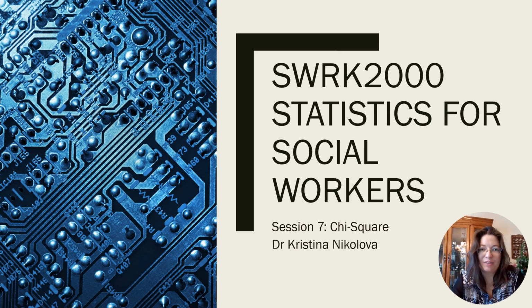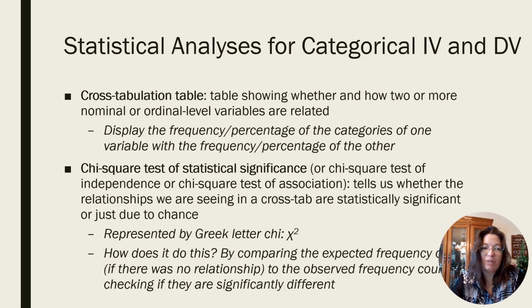All right, today we're going to cover our first type of inferential statistics test, known as chi-square. This is what we use when we have a categorical independent variable and a categorical dependent variable. The first thing we do is plot our two variables in a cross-tabulation table. This is just a table that displays the frequency of the categories of one nominal or ordinal level variable with the frequency of the other.